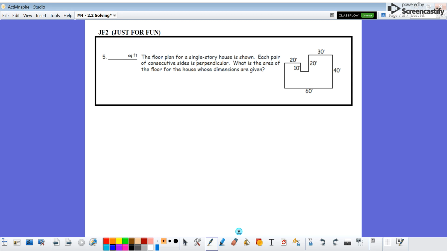Here's a quick fun problem for us. This involves a floor plan of a house, and we're told that the consecutive sides are perpendicular, meaning our walls are square to each other. It's just the term we use when you go to carpet at home. We're asked to find area, and area of a rectangle, this is pretty much what we're working with, is length times width. So what I'm thinking about here is this.